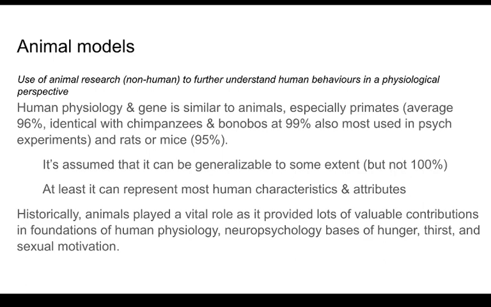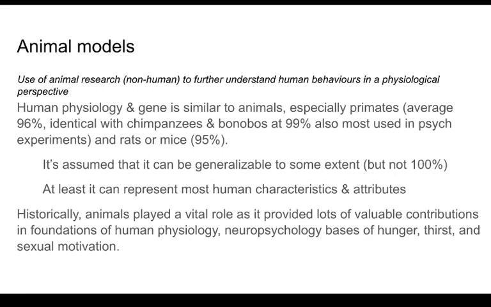Okay, so animal models. Animal models use animal research, like non-human species, to understand human behaviors better from the physiological perspective. So they try to compare biological stuff and observe animal behaviors and try to generalize them to humans. The reason why they can do this is that there are certain animal species that are quite similar to humans.